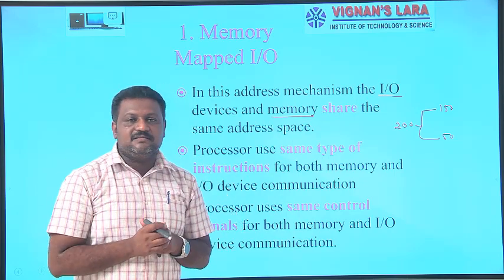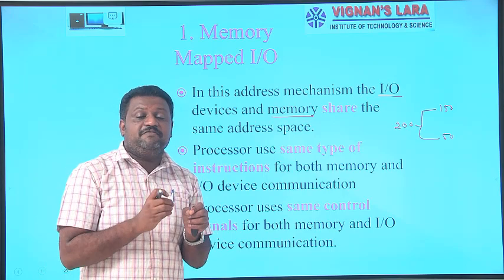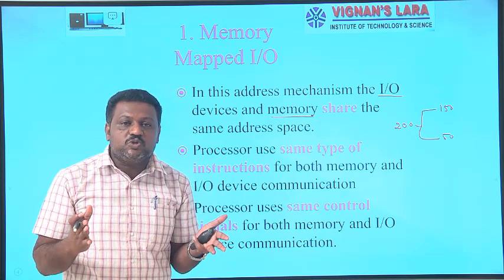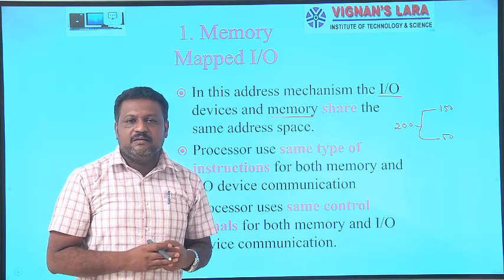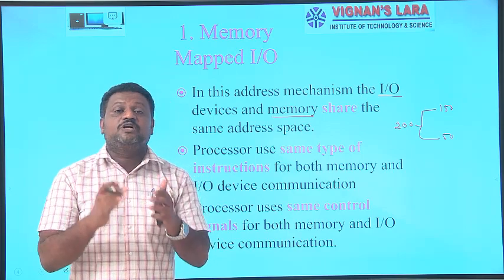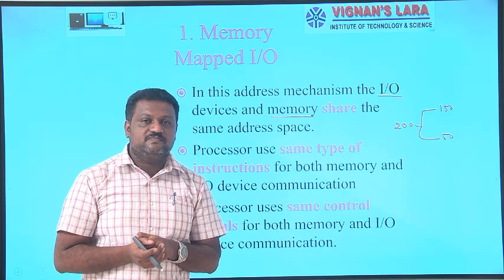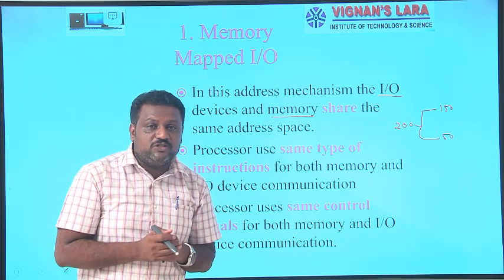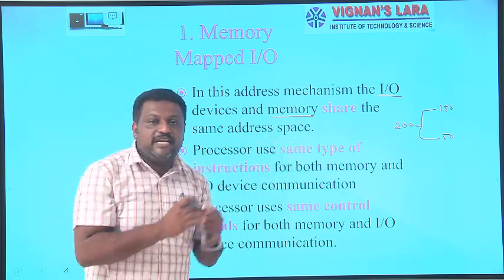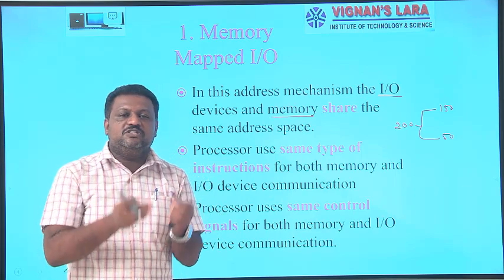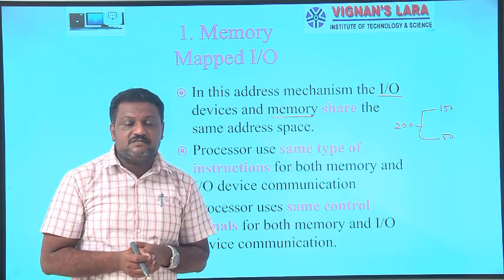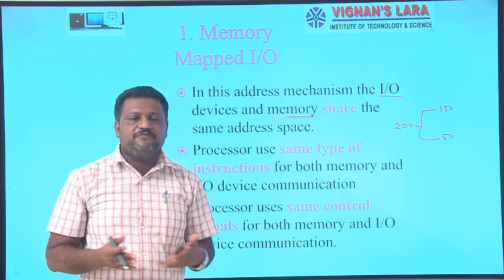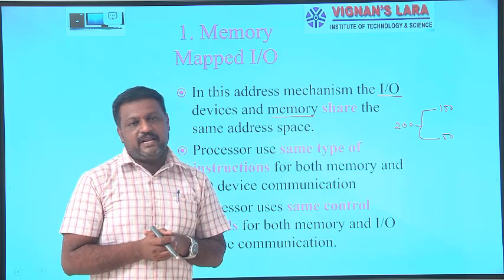And the second thing is, once your CPU treats each and every IO device like a memory location, no doubt, the same instructions our CPU uses to communicate with the memory, it will use to communicate with IO devices. At the same time, our processor uses the same type of control signals which it uses to communicate with the memory to communicate with IO devices, because from the CPU point of view, there is no difference between a memory and an IO device.